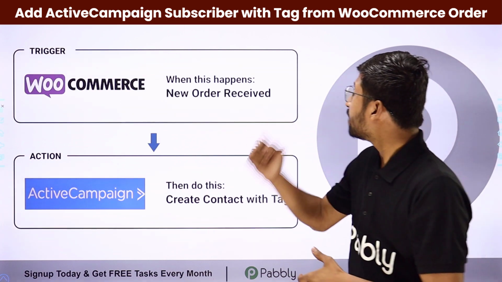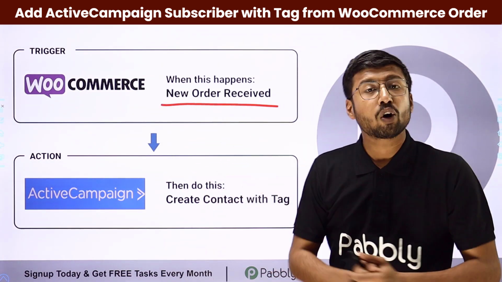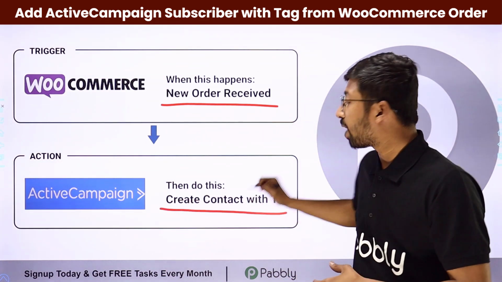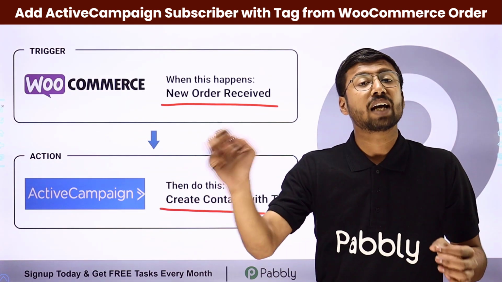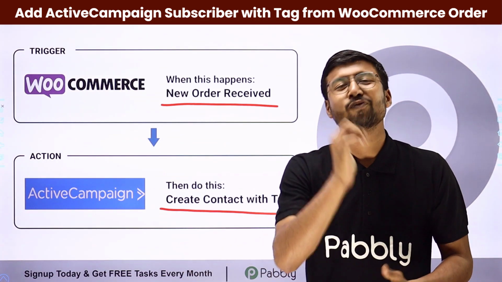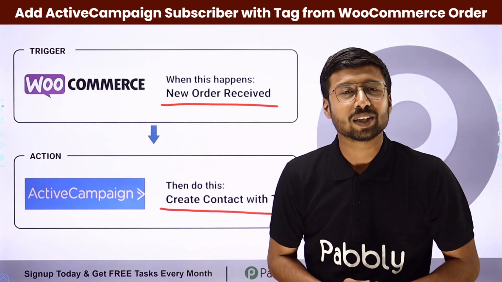So in this automation, whenever we are going to receive a new order in WooCommerce, automatically we are going to add this customer as a contact in ActiveCampaign and add the product name as a tag with that contact too. Now, if you want to know how you can set up this kind of automation, for that you just have to come with me to my screen.